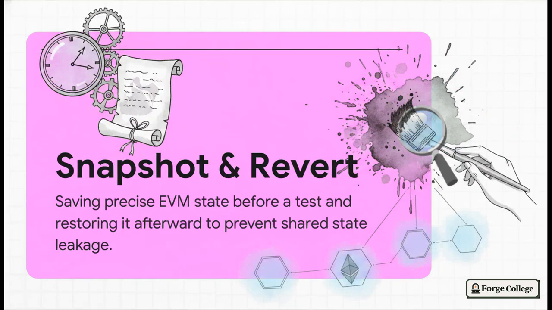Now, the absolutely crucial point here is making sure our isolated test isn't failing just because of leftover junk from a previous test, and that is exactly where snapshot and revert come in. Think of snapshotting as your ultimate tool for keeping the test environment completely pristine. We save the precise EVM state, the Ethereum virtual machine state, right before a test, and then just restore it afterward. This prevents shared state leakage, which honestly is just a very fancy academic way of saying we're preventing one test's mess from ruining another test's day.